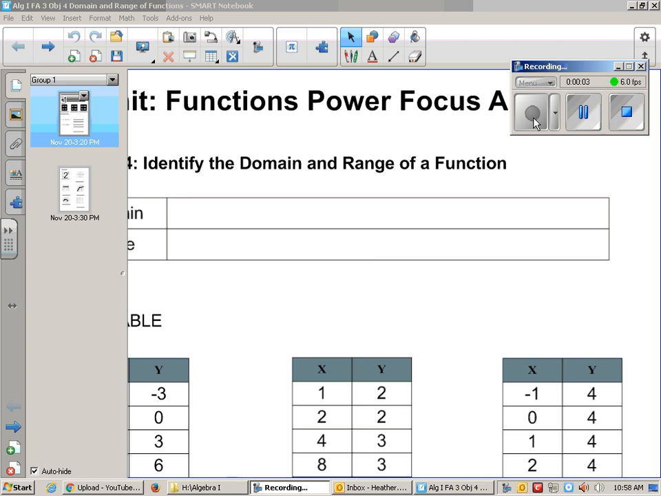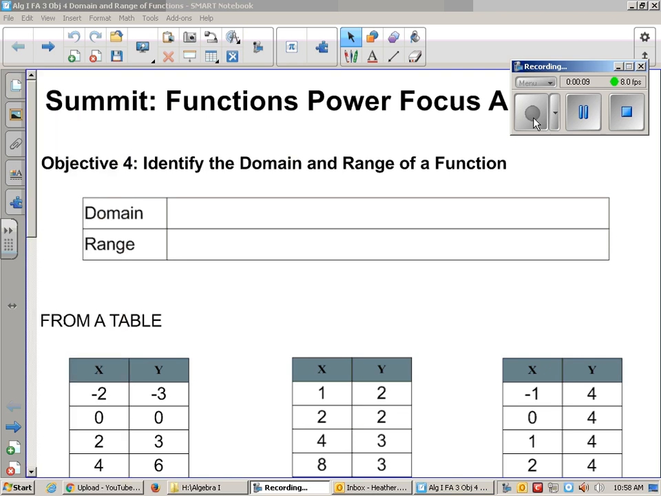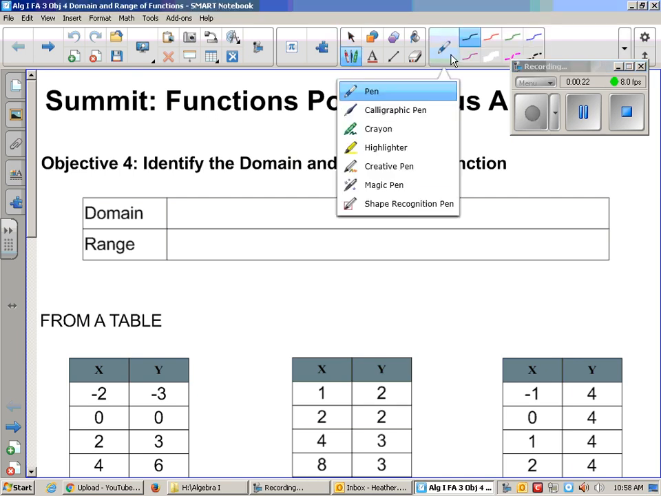All right, in this video, we're going to talk about how to identify the domain and range of a function. And we might see a function given to us in a table, in a graph, or a set of ordered pairs. So we're going to talk about examples of each type. But first, let's talk about what is domain and what is range.